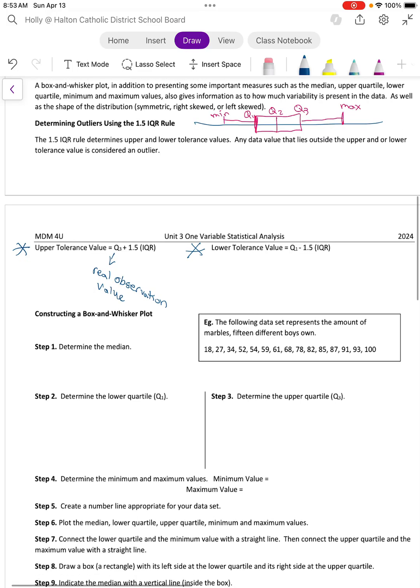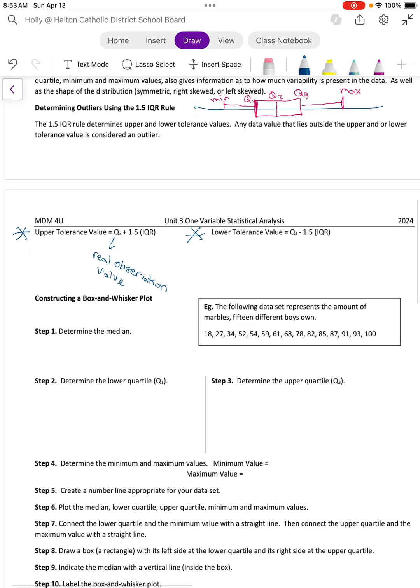So let's do an example here, constructing a box and whisker plot. The following data set represents the amount of marbles 15 different boys own. I have a data set here, and if I look at it, they're actually already in order for me, which is lovely, so I don't have to do anything there. I will number them though, so I can figure out what positions they are. And don't confuse this with the actual data values. Those are just the positions they're in.